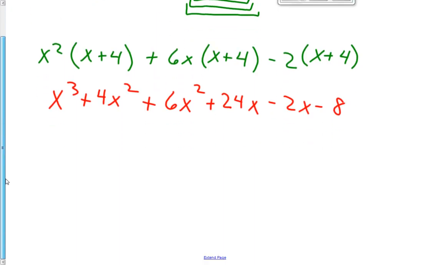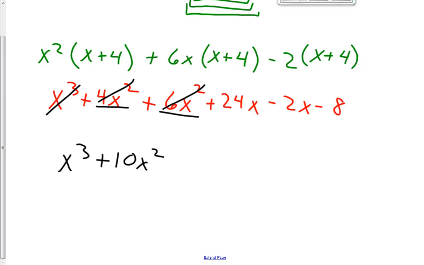Okay, combine like terms. We only have this 1x cubed over there. How many x squareds do we got? We have 4x squared and 6x squared to make 10x squared. Took care of those. We have 22x's when we take 24 minus 2. And then we have our constant term of a negative 8 there at the end. Our answer, x cubed plus 10x squared plus 22x minus 8.